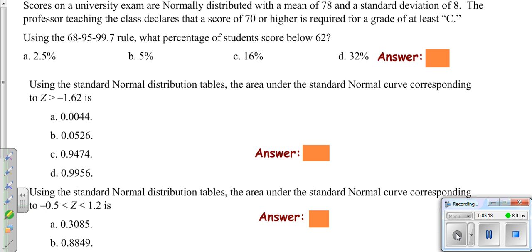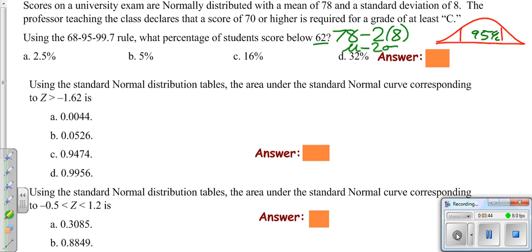Okay, as we look at this, our 62 right here is our 78 of our mean minus 2 of our standard deviations. So we are our mu minus 2 times the standard deviation. When you look at your standard normal curve right here, you know 2 standard deviations, 95% is in between here. We want to know what is below. So that's what's just in this tail right here.